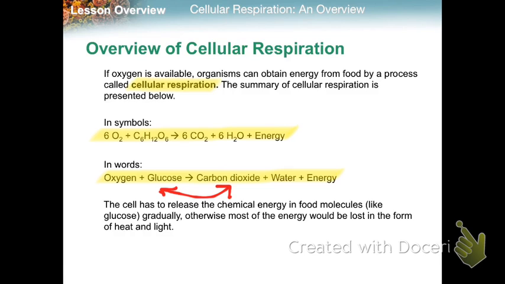The cell has to release chemical energy in food molecules gradually. Otherwise, most of the energy would be lost in the form of heat and light. And that's what we see anyways. This isn't a perfectly efficient process. You see the energy being lost in the form of heat and light.